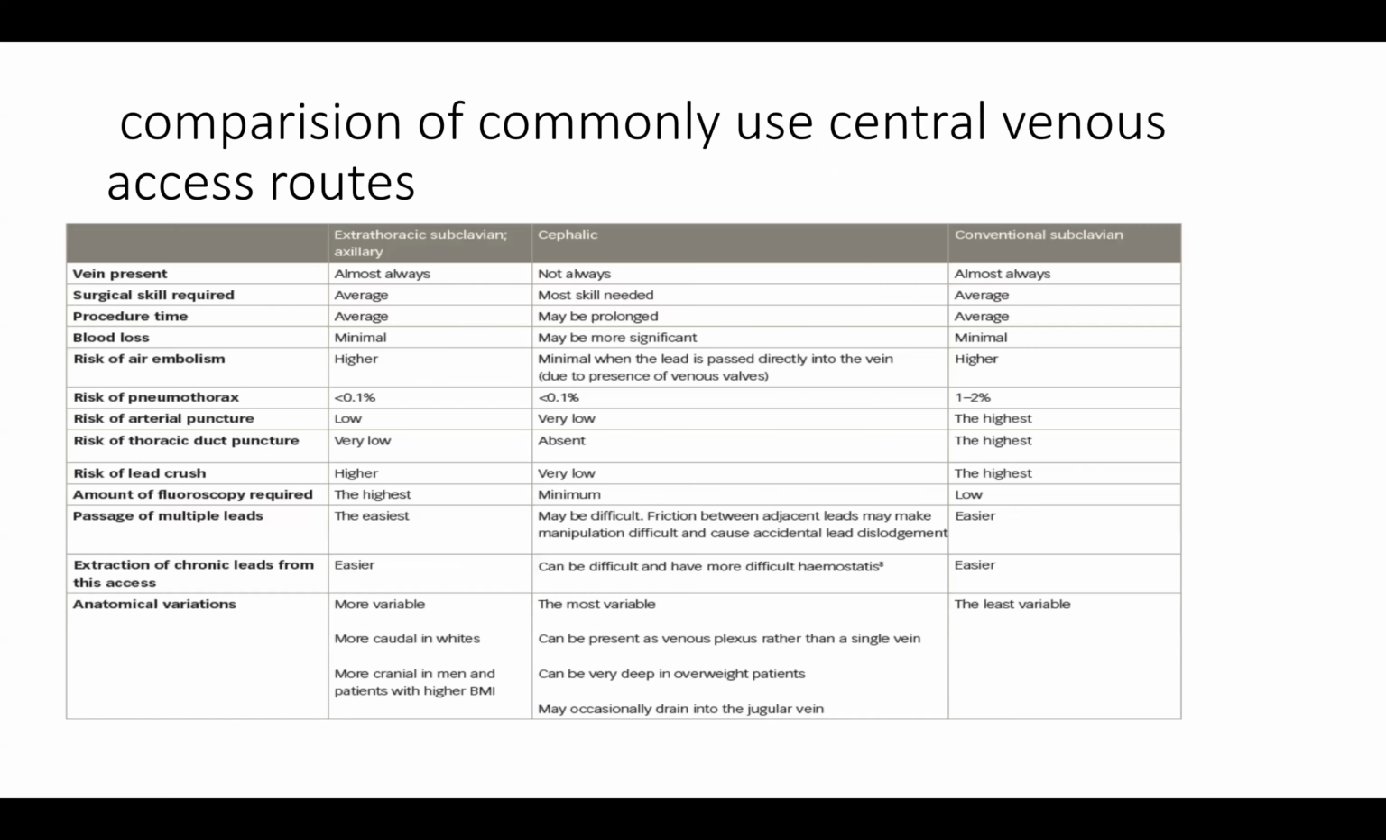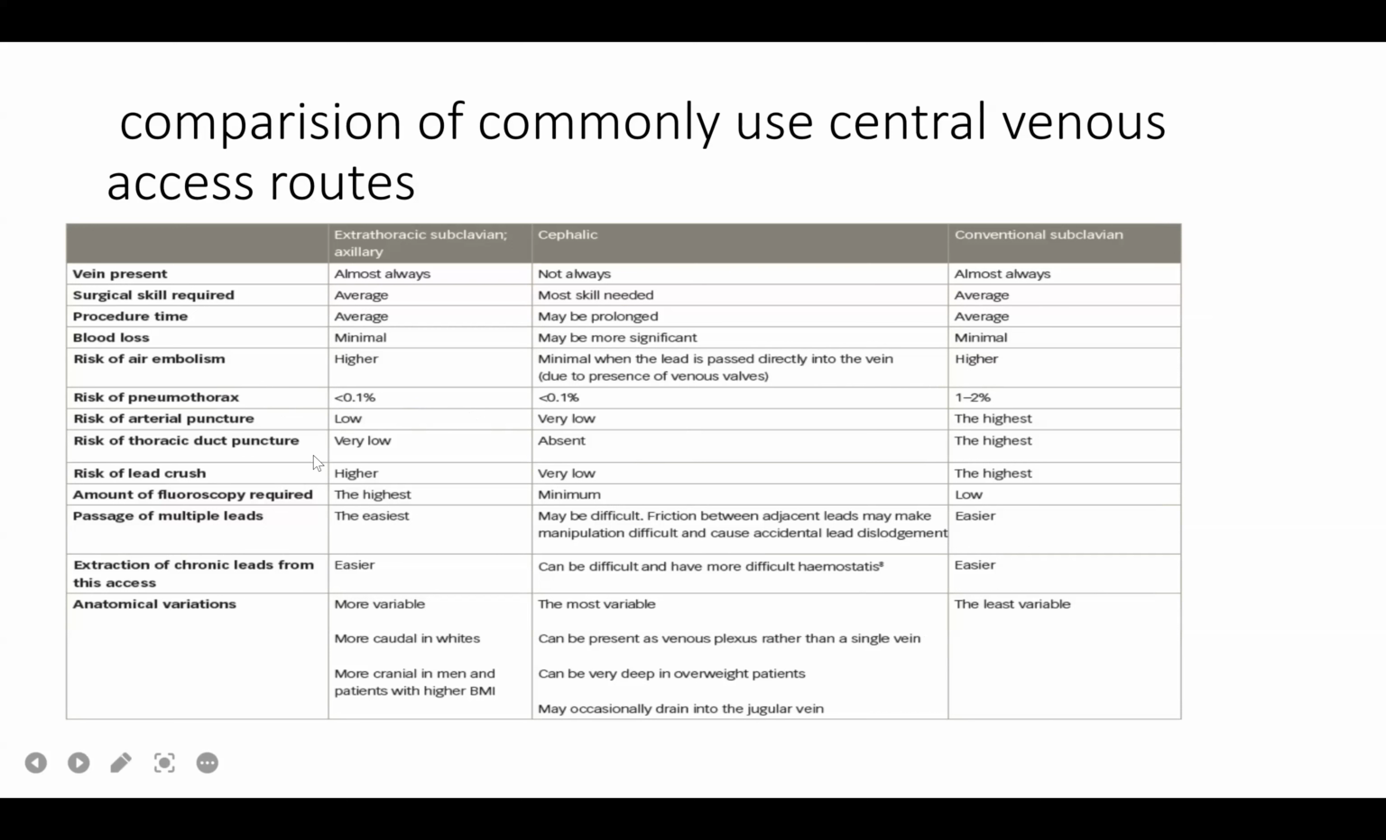Okay, so now looking at the comparison of commonly used central venous access routes, the axillary access gives us the risk of pneumothorax of 0. Please forget this, less than 0.1. Risk of pneumothorax is 0. Cephalic, yeah, less than 1, while the conventional is between 1 to 2. So it depends on which one you want to use.